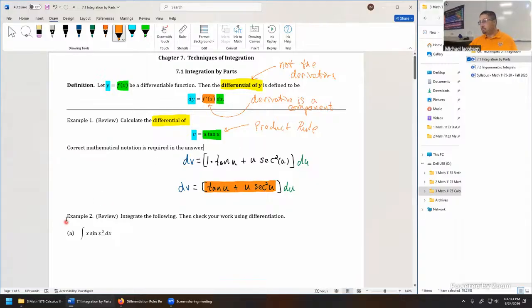Okay, that's a long spiel. For our example 2, we're going to review a little bit of integration, and then we'll start looking into integration by parts. But any questions or comments at the moment with anything we've done so far?